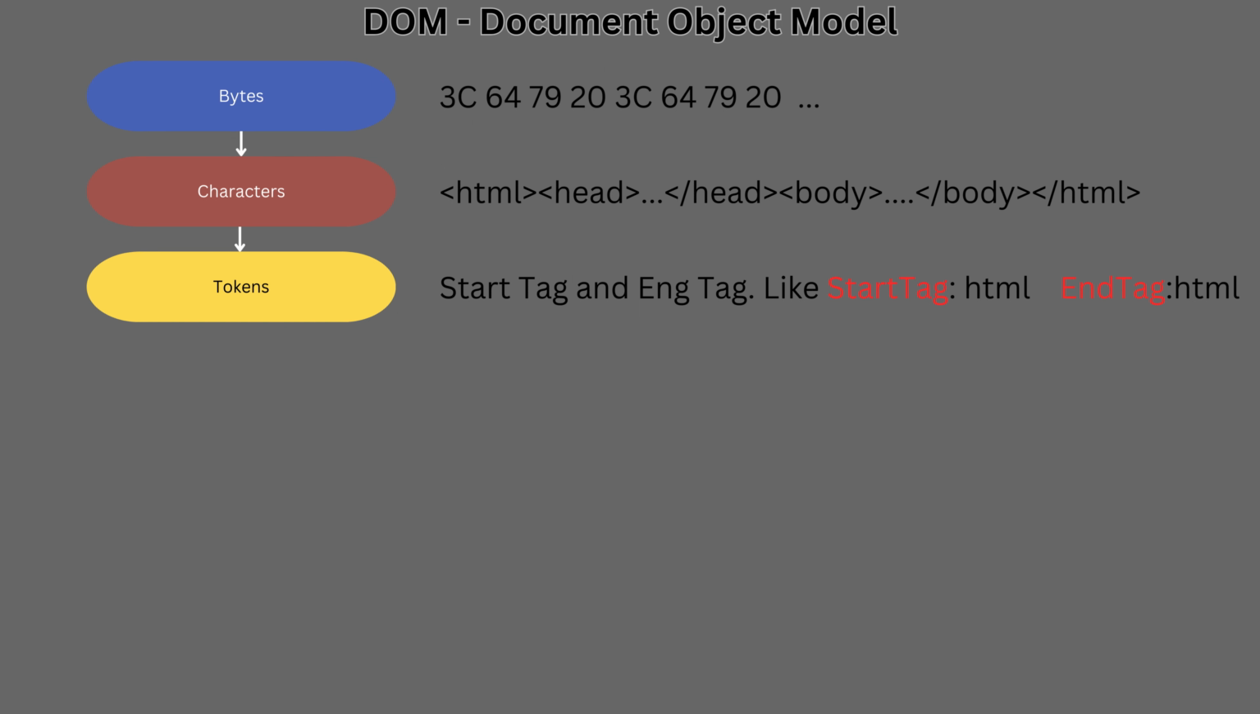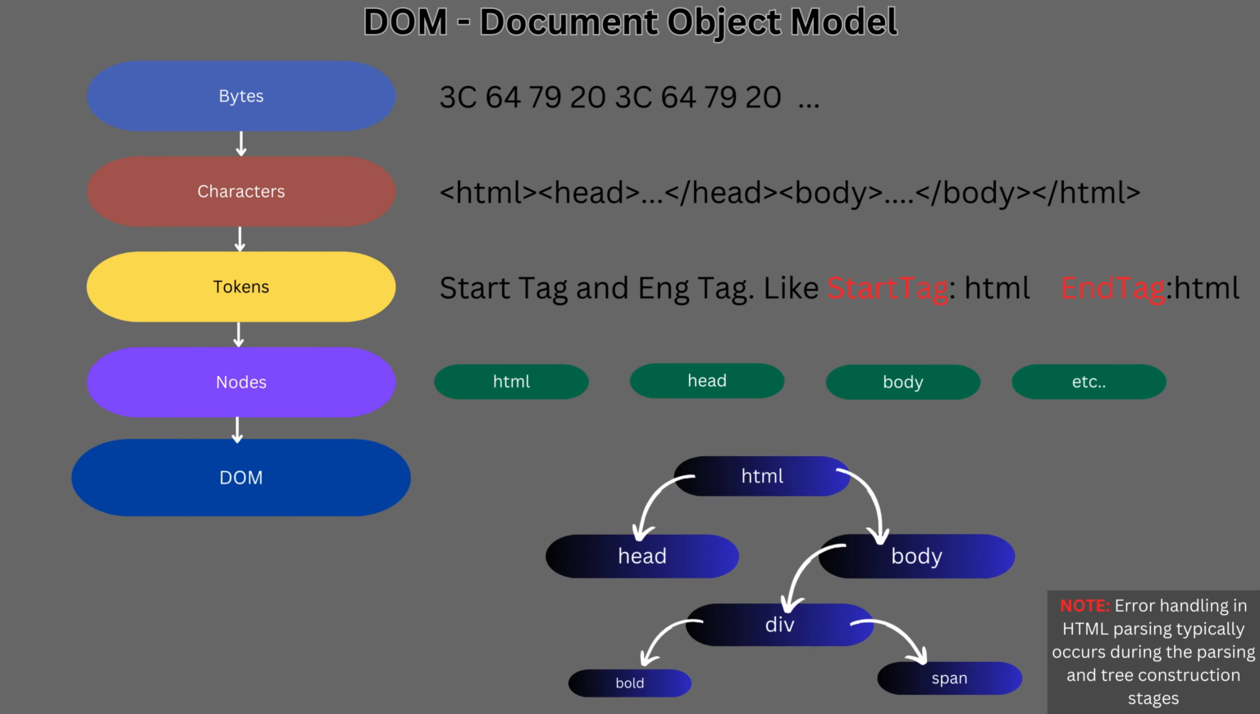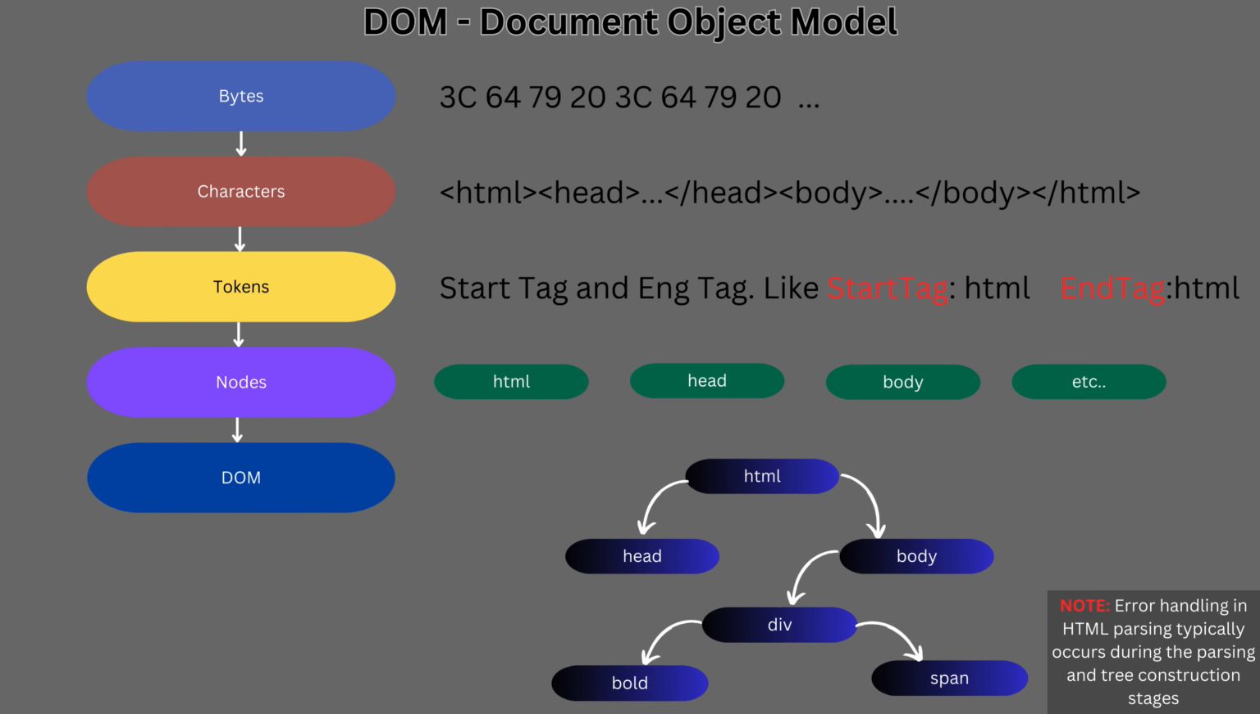Creating objects. Tokens are then turned into objects that define their properties and rules. DOM tree construction. Tree building. These objects are linked in a tree-like structure that accurately represents the original HTML document structure. Hierarchy and relationships. The tree demonstrates the parent, child, and sibling relationships between elements. DOM nodes. Each HTML element becomes a DOM node in the tree. For instance, a tag would be a parent node to any elements within it.